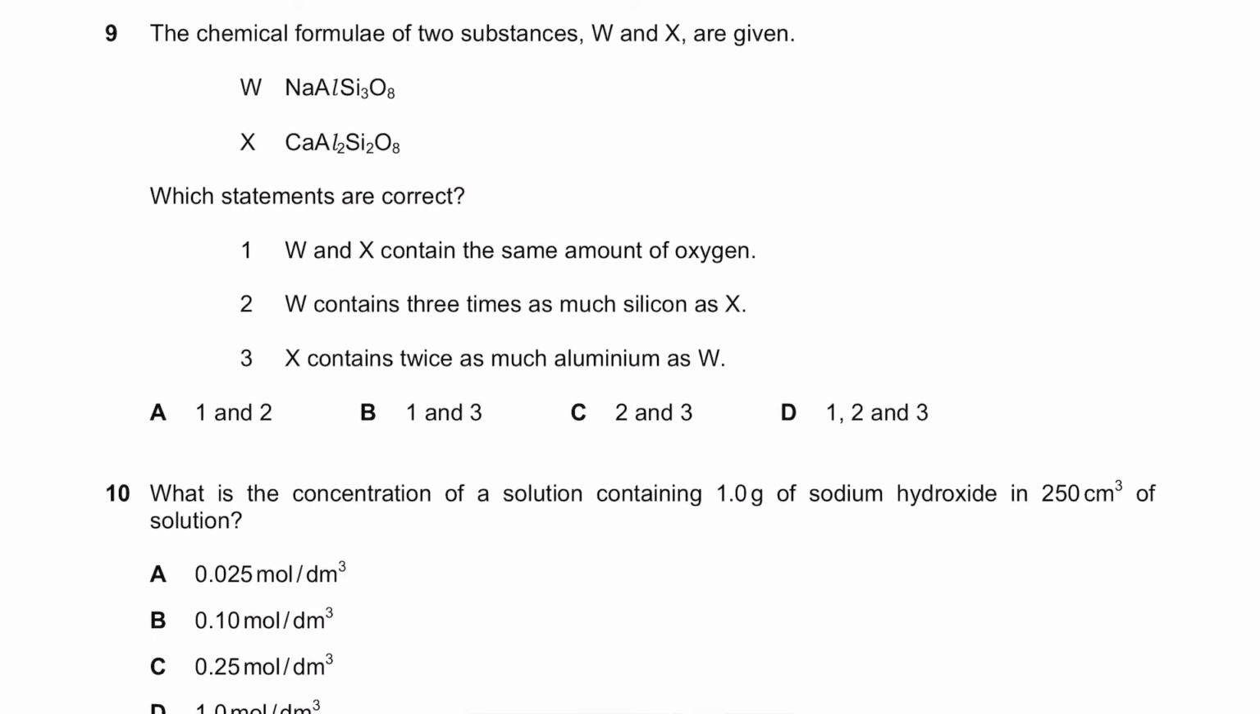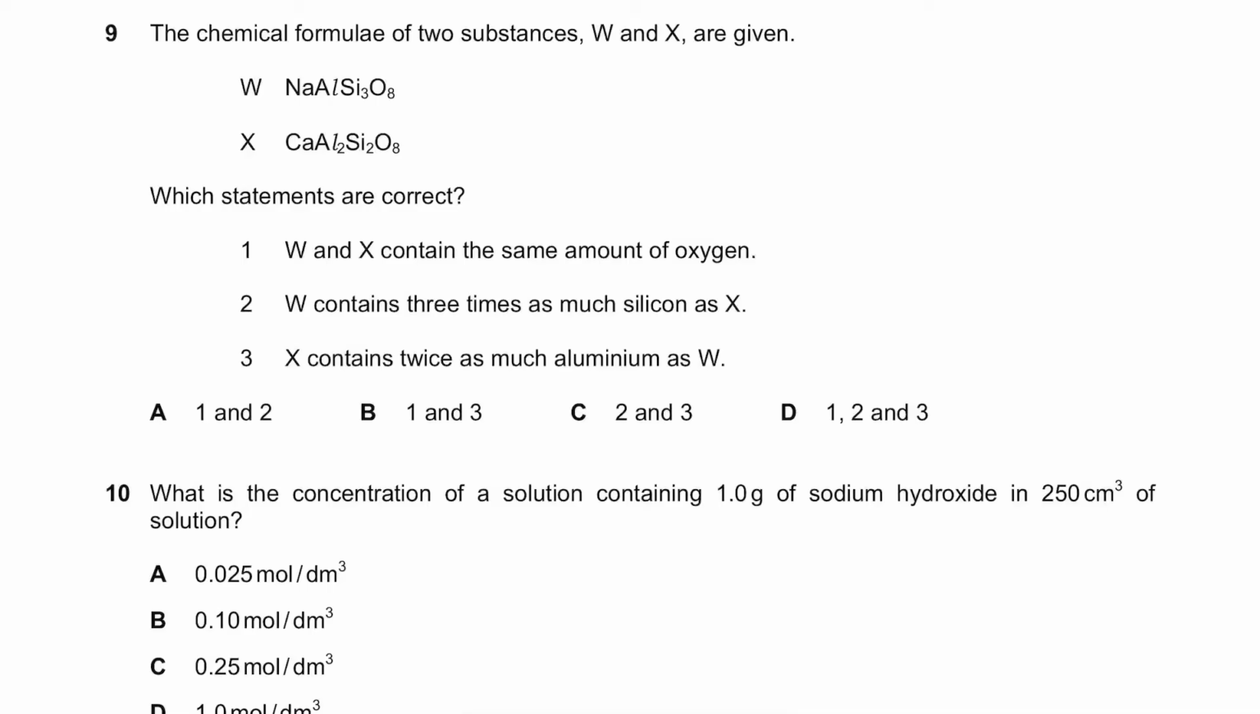Question 9. The chemical formulae of 2 substances W and X are given. W is NaAlSi3O8, X is CaAl2Si2O8. Which statements are correct?